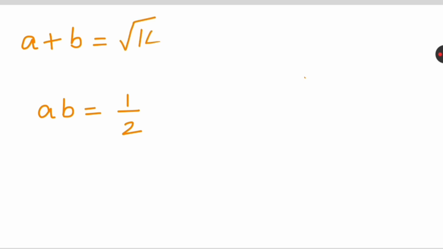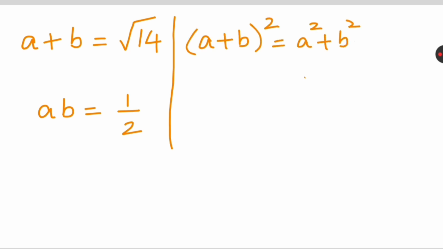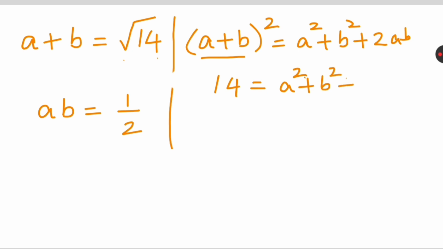We got this. Now using these two, I am going to first find the value of (a + b) whole square. What is the formula? a² + b² + 2ab. We know that a plus b is root 14. If you take root 14 and square it, the square and square root get cancelled. So on the left-hand side we are left with 14, which is equal to a² + b² + 2 times ab. We know the ab value is 1/2. Let's substitute it here: 2 and 2 get cancelled, so we are left with only 1. If we send this 1 to the left-hand side, it becomes 14 − 1, which is 13. So a² + b², the value is 13.